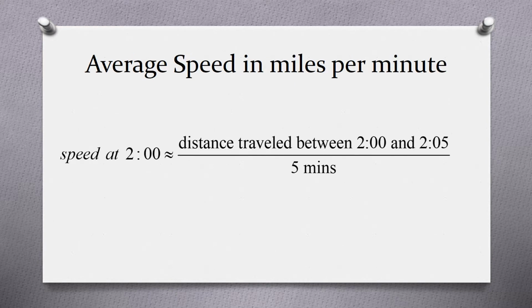So let's do some specifics here. We're talking about the average speed, maybe in miles per hour. So speed at 2 o'clock is approximately the distance we traveled starting from 2 o'clock to 2:05. So between that 5-minute time interval, and then in our denominator, we're looking at that 5-minute spread of time.